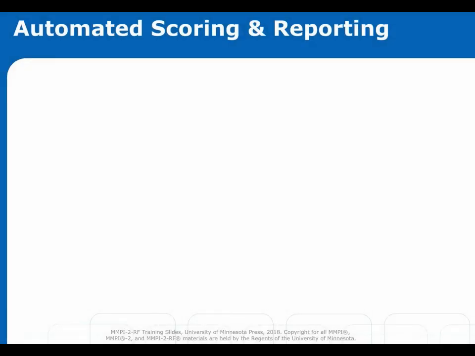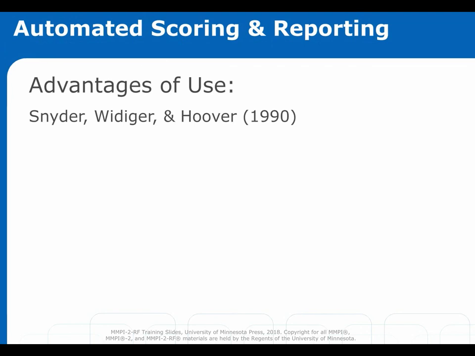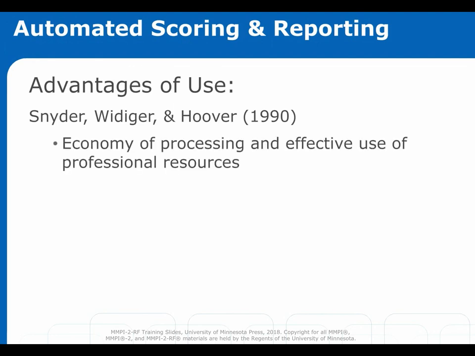Based on the information about the available automated score and interpretive reports I've just presented, it should be clear that there are several advantages to using the digital or hybrid methods of scoring and reporting the MMPI-2RF. These advantages are similar to those outlined for computer-assisted scoring and reporting outlined by Snyder, Whittaker, and Hoover in 1990, who noted that automated scoring and reporting leads to economy of processing and effective use of professional resources.